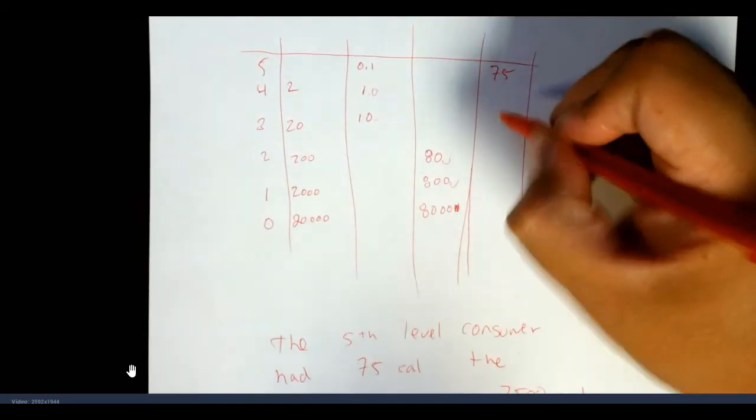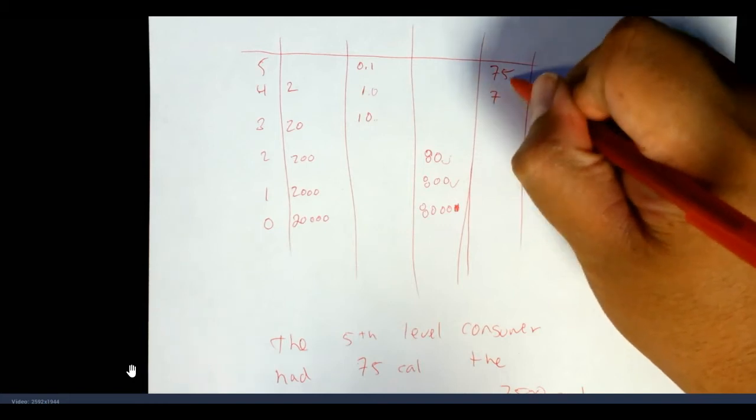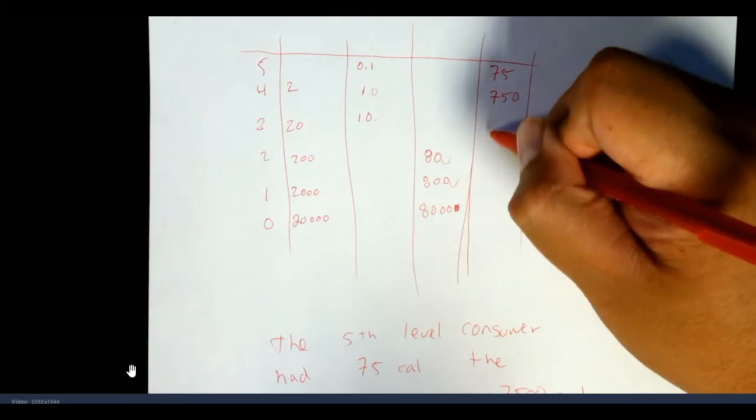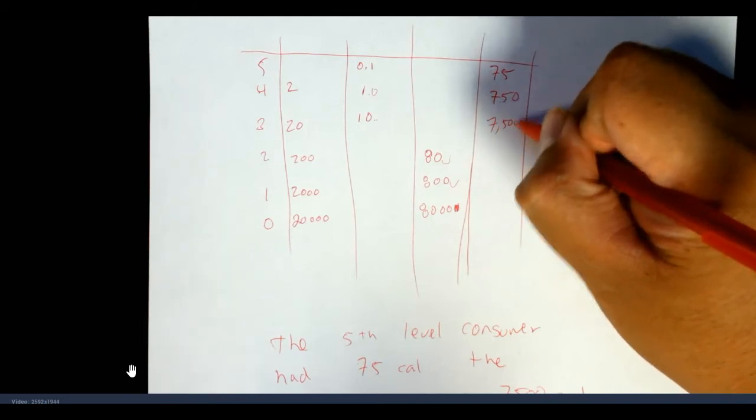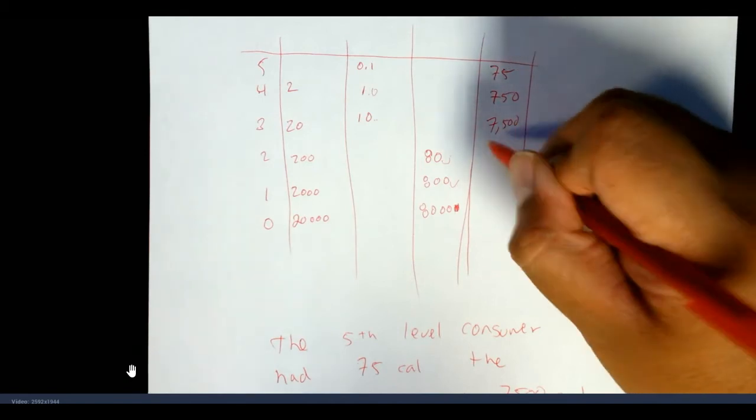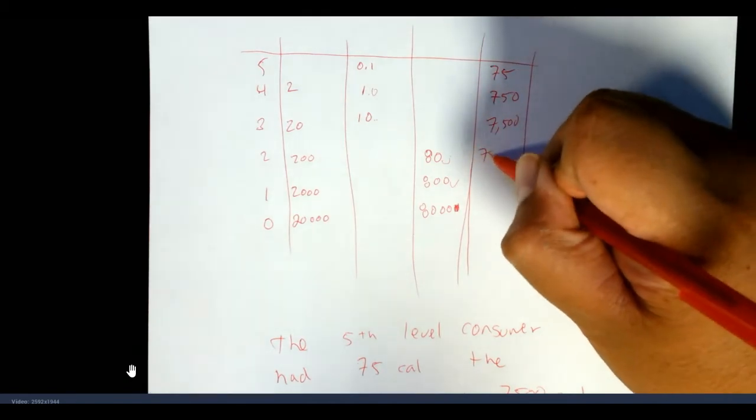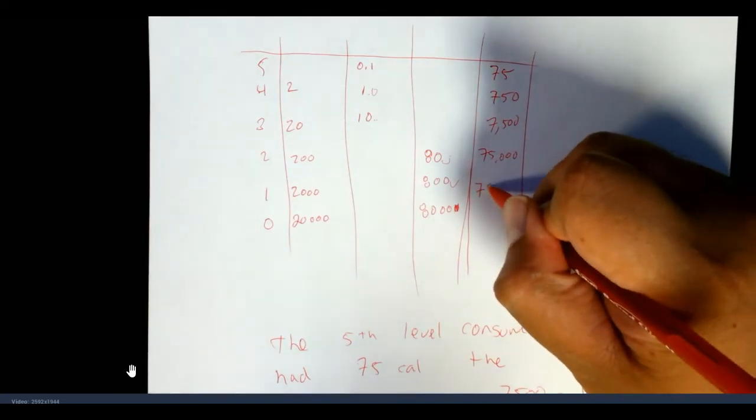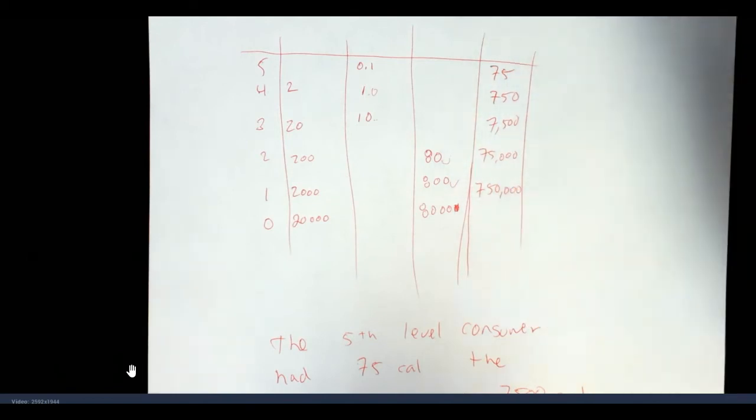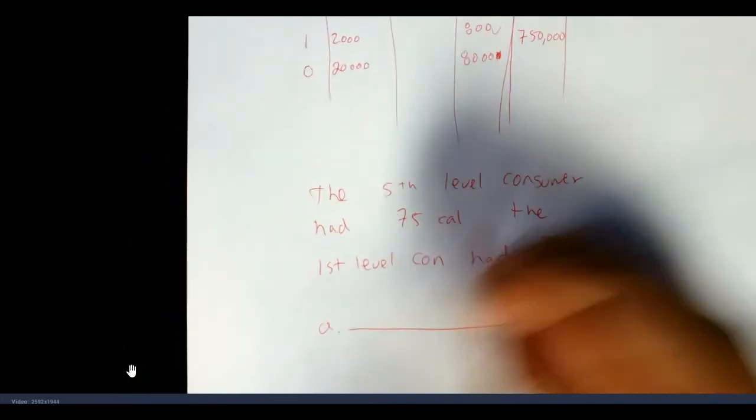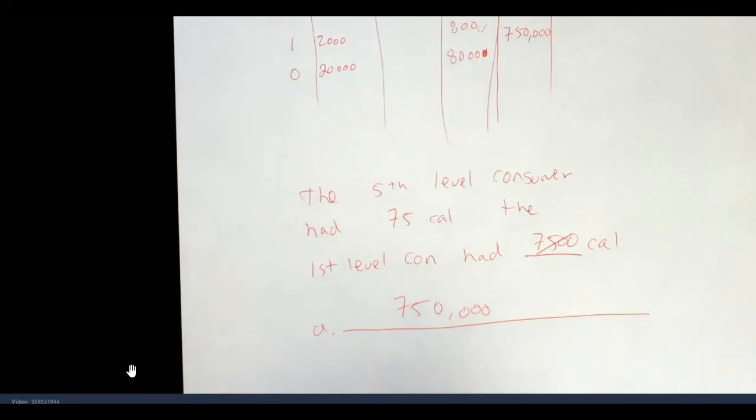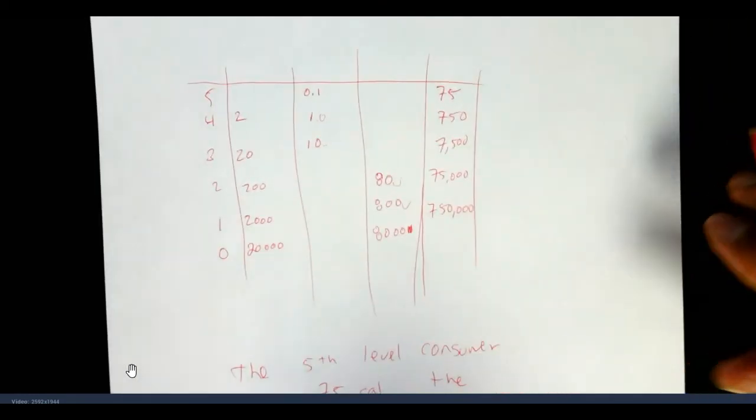All right, so let's start working the numbers. Fourth level, again, you're moving your decimal over, so 750. 7,500 for level 3. 75,000. Level 2. Level 1 had 750,000. So this would be false, and you would write 750,000 like that.